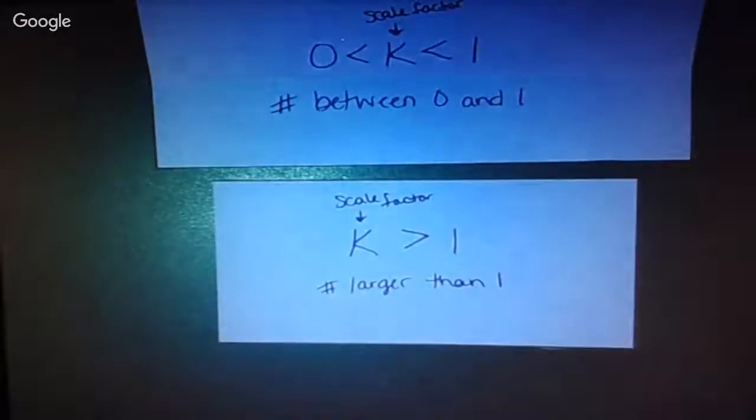What do we put on the outside of this one? Reduction. Okay, so if I have a scale factor that's between 0 and 1, it is a reduction. Your next one should be K is greater than 1. Anytime your scale factor is greater than 1, that means my figure is getting bigger, which means we have an enlargement.